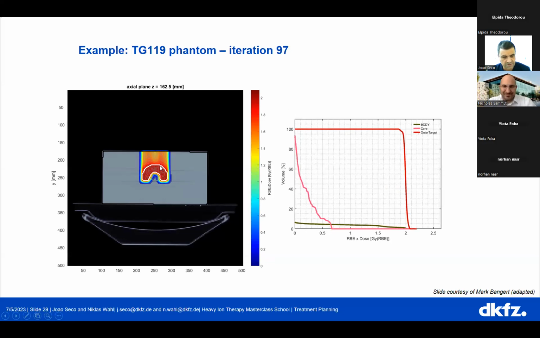Now you see a very homogeneous delivery with just one beam. I did not need many beams like with photons. With one beam and intensity modulated proton therapy, I can achieve a relatively homogeneous distribution while sparing the organ. And notice the step function. This step function means that I have full homogeneous coverage of my tumor.